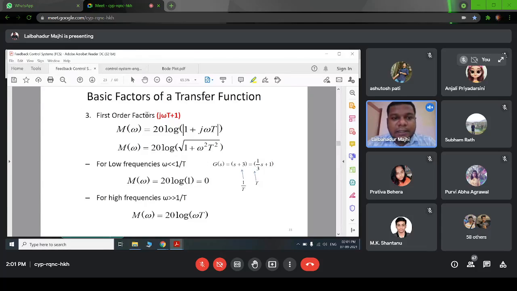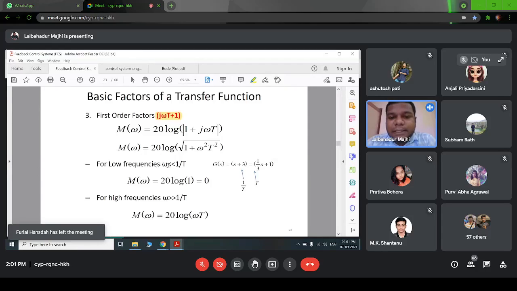So let's see this first order factor. Okay, so this is j omega T plus 1. That means this is a 0, right? It is the form of a 0. So similarly, in this case, we have to find the magnitude and the phase angle. The magnitude will be 20 log of root over of 1 square plus omega square T square, right? So the magnitude is 20 log of root over of 1 plus omega square T square.